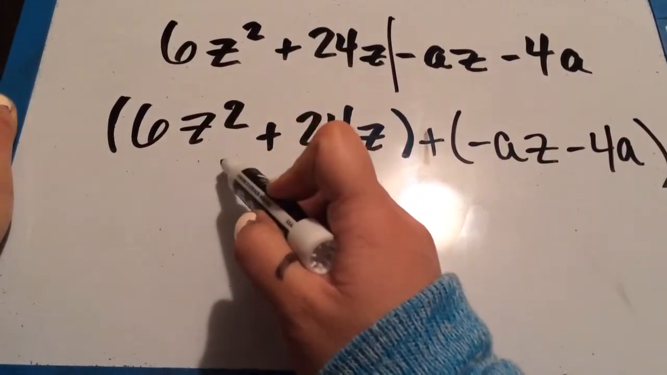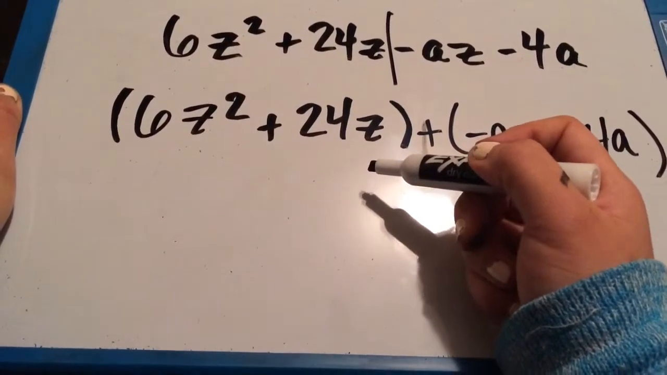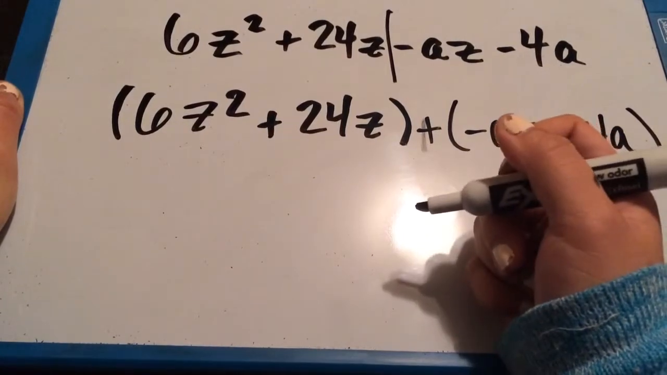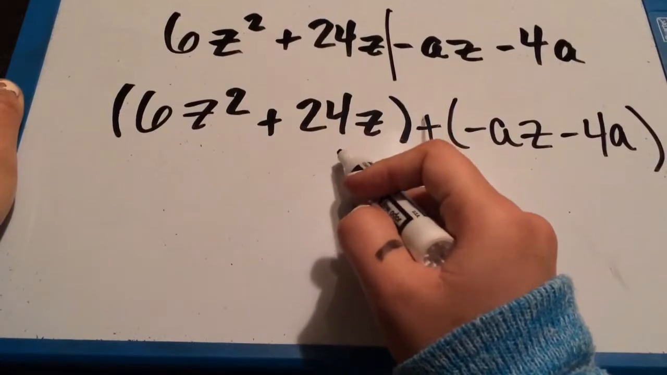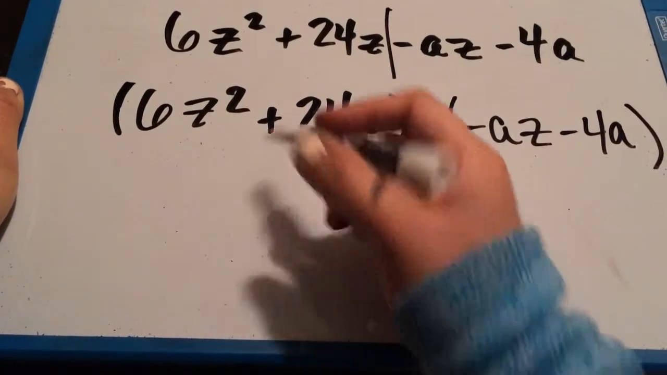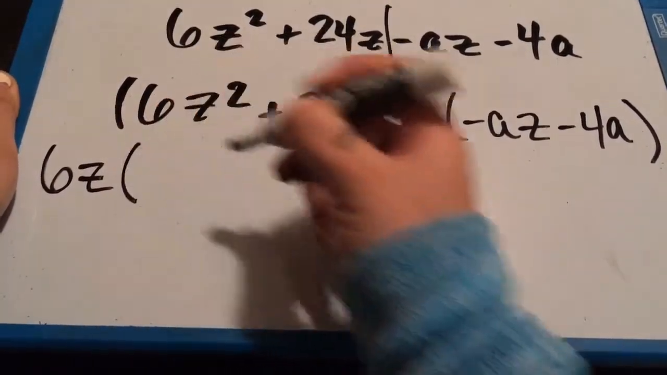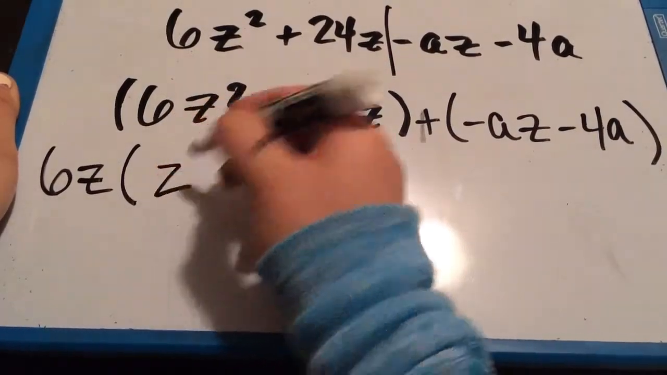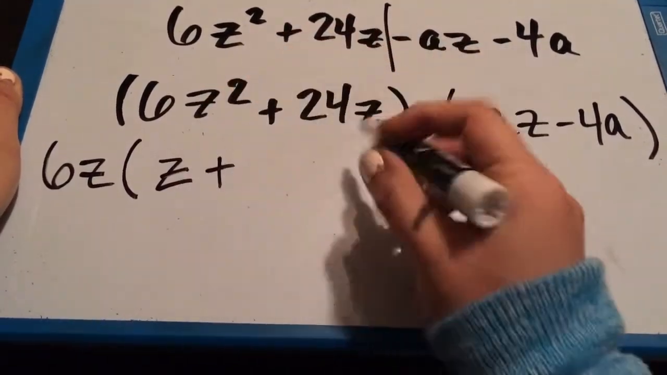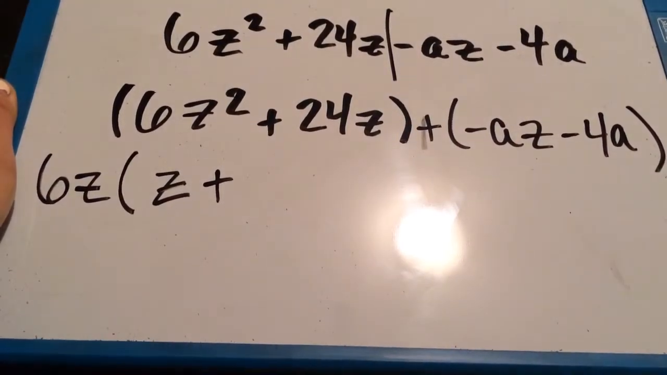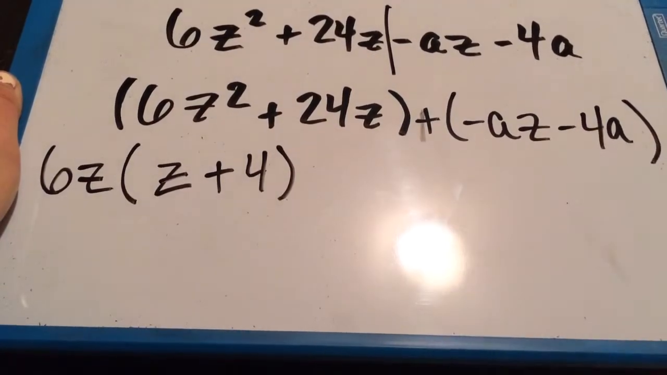So in 6z squared and 24z, there is a common factor of 6z, because this one can be divided by 6z and this one can be divided by 6z. So we're going to take out 6z. And when you take out 6z, here you're just left with z plus, and then when you divide this by 6z, you're just left with 4. Now we're going to do that on this side.